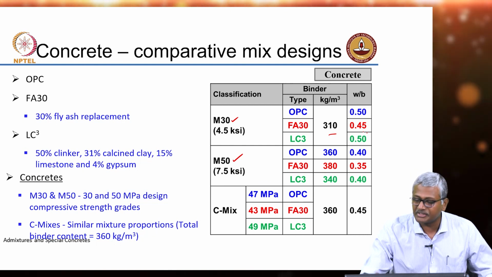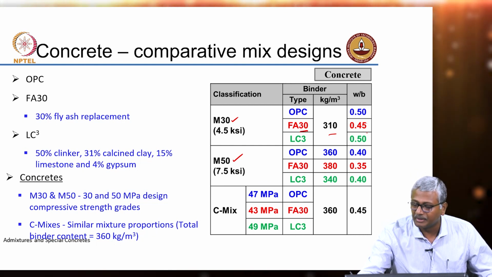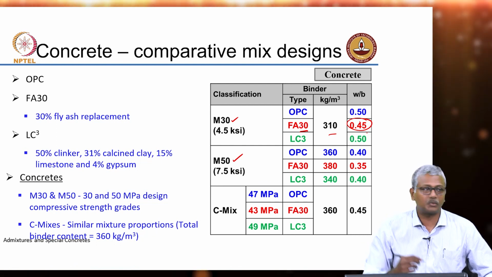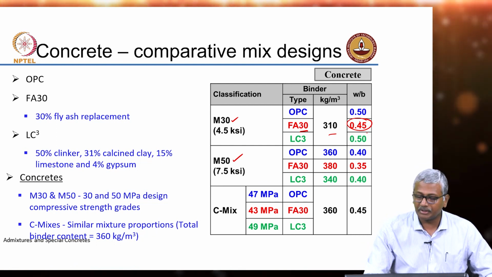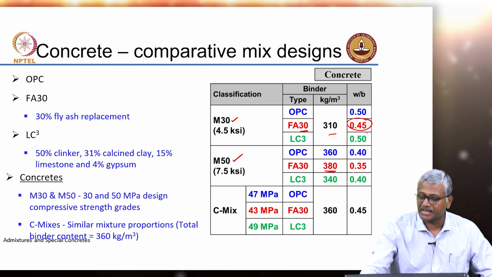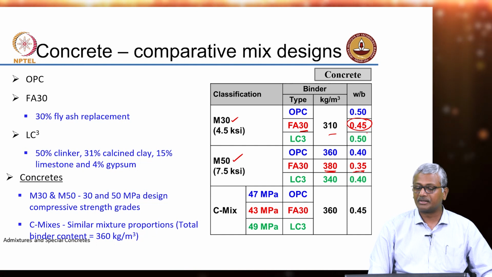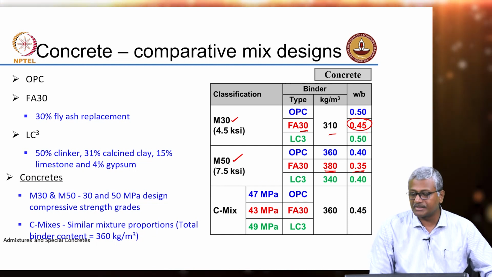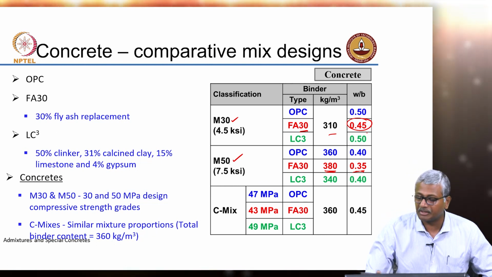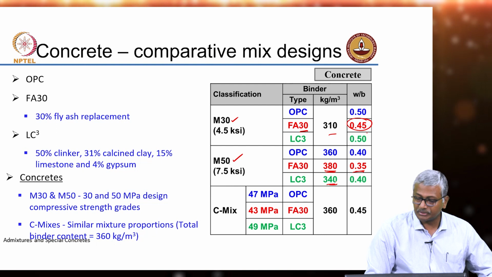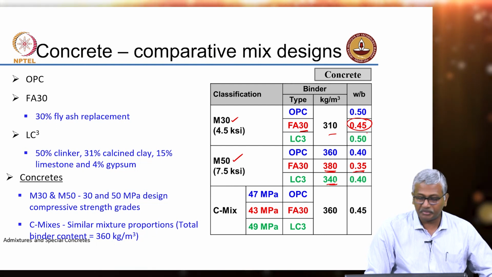So, as you can readily imagine, with the 30% fly ash replace mix, we had to go for a lower water binder ratio to get the same strength at 28 days. Similarly, for M50, you can see both binder content is increased and water binder ratio is decreased for fly ash based mix. With LC3, more or less the same as OPC. In fact, here even lesser LC3 is used to get the 28 day strength as compared to the OPC.